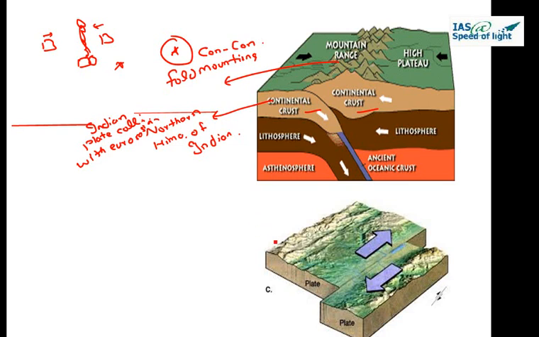Now the third one we can see here is the transform boundaries. Divergent boundaries are going away from each other, convergent are coming towards each other, and these are the transform boundaries, on which one plate slides against another plate.